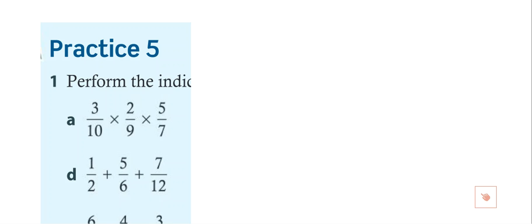So we've got to do 3/10 multiplied by 2/9 multiplied by 5/7. Now the reason why we want to have a look at this is because what am I going to ask you to do first? Simplify. Okay. So if you remember, when we simplify multiplication, we can simplify either number with either one or one.